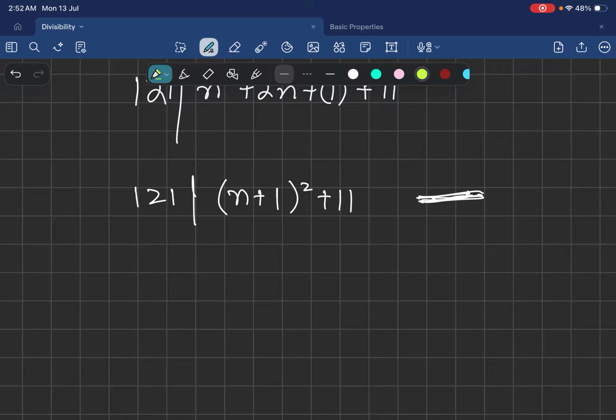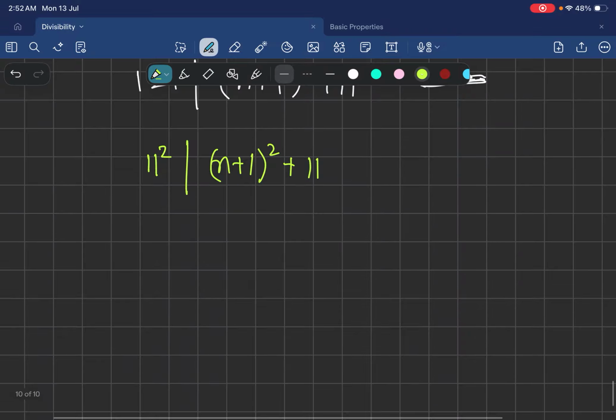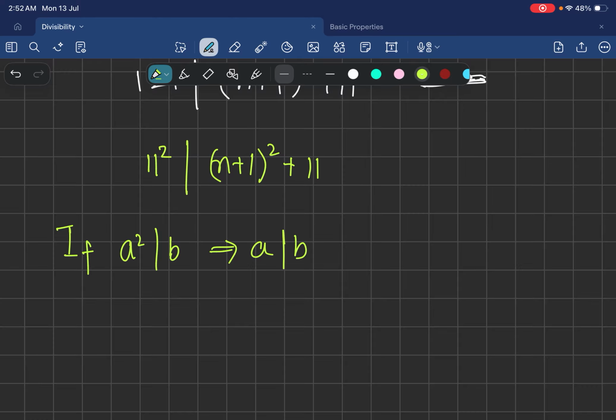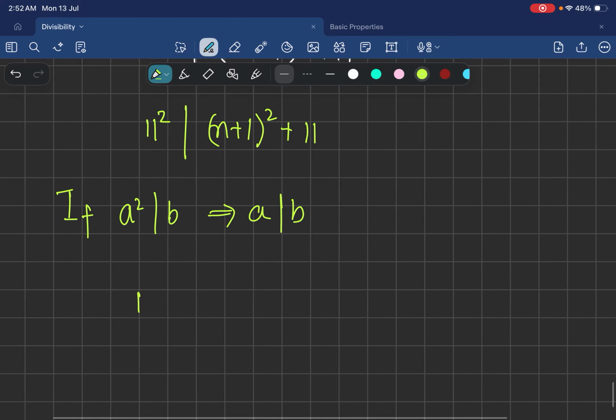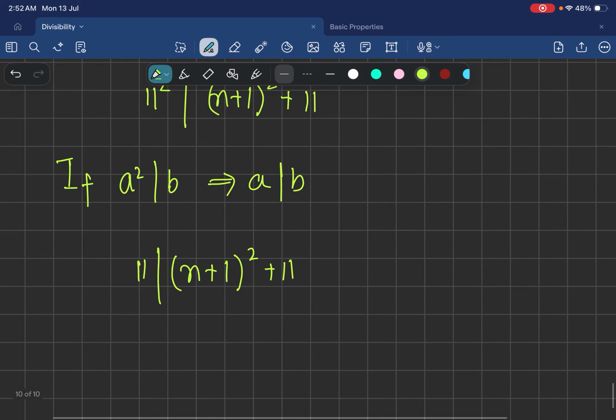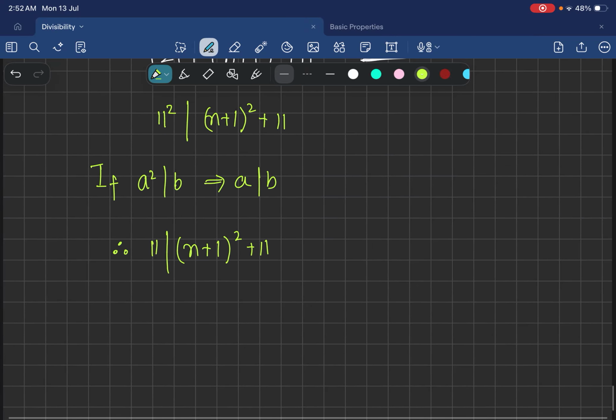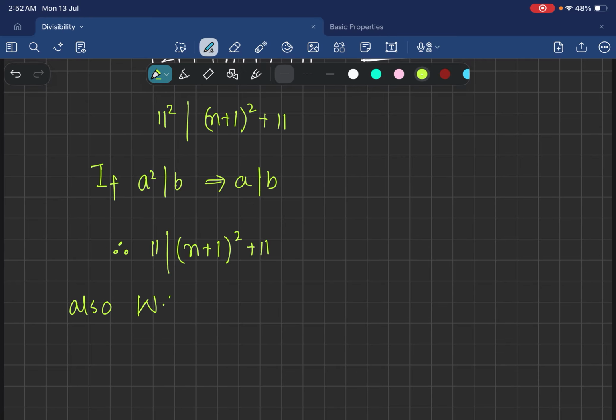Now what do you see here? You see 11 square, and then you see this n plus 1 whole square, and then you see 11. Remember the property that I taught you: if a square divides b, then a divides b. So I can say 11 will divide n plus 1 whole square plus 11, using this property. And also we know that 11 divides 11.